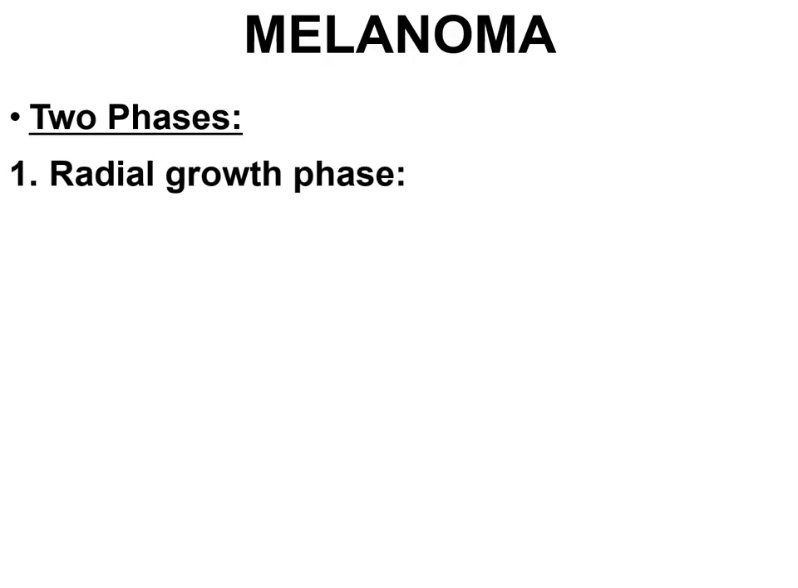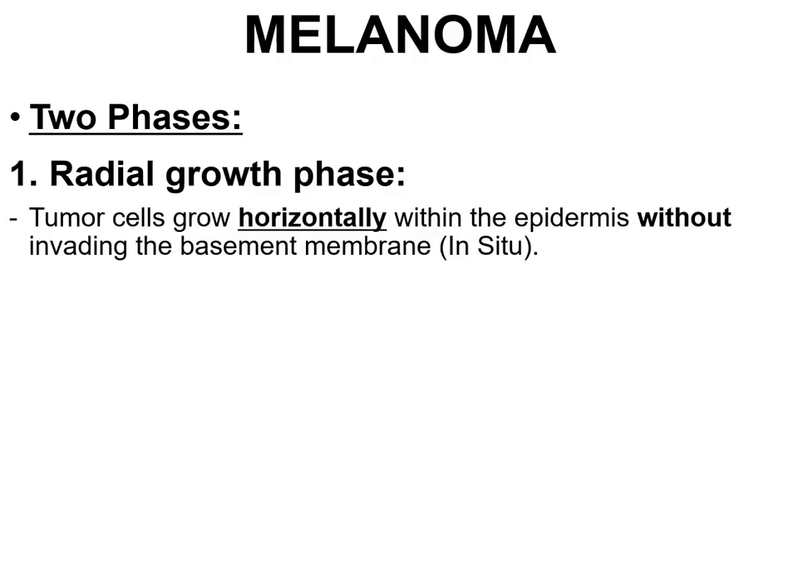Regarding the gross and microscopic picture of melanoma, we have two phases: the radial pattern of growth and the vertical pattern of growth. What do we mean by radial pattern? Radial means that the cells grow horizontally within the epidermis without invasion of the basement membrane. The tumor remains in the epidermis only, does not invade the basement membrane, and does not reach the blood vessels in the dermis, so it is still non-invasive, or an in situ tumor.